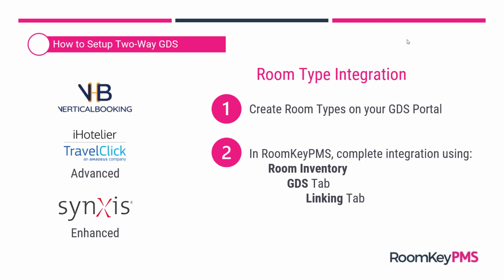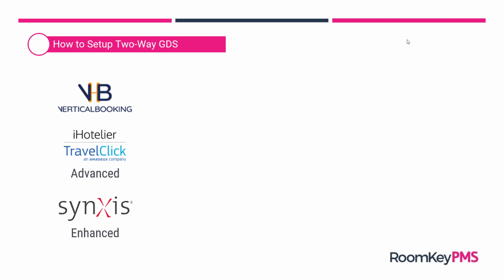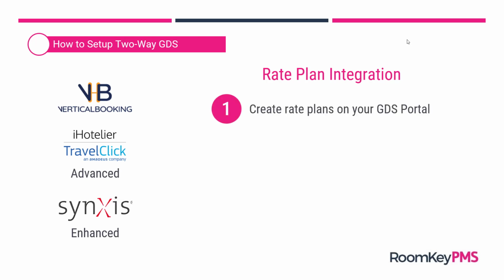Heading back to our presentation for today, the next thing that you'll look at doing is setting up your rate type or rate plan integration. This is also the same process regardless of the type of connectivity partner you're using. Your first step will be to create your rate plans in your GDS portal. And again, that'll be part of your initial account setup when you sign up with one of these connectivity partners.